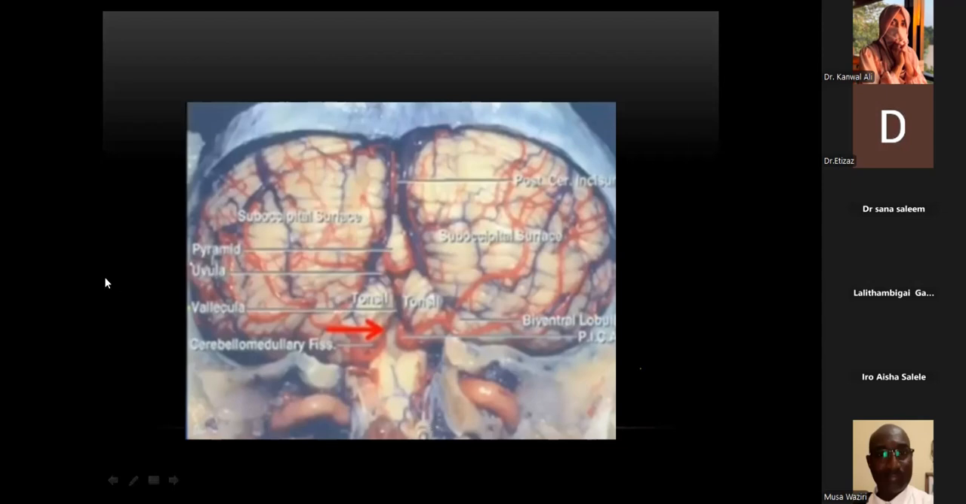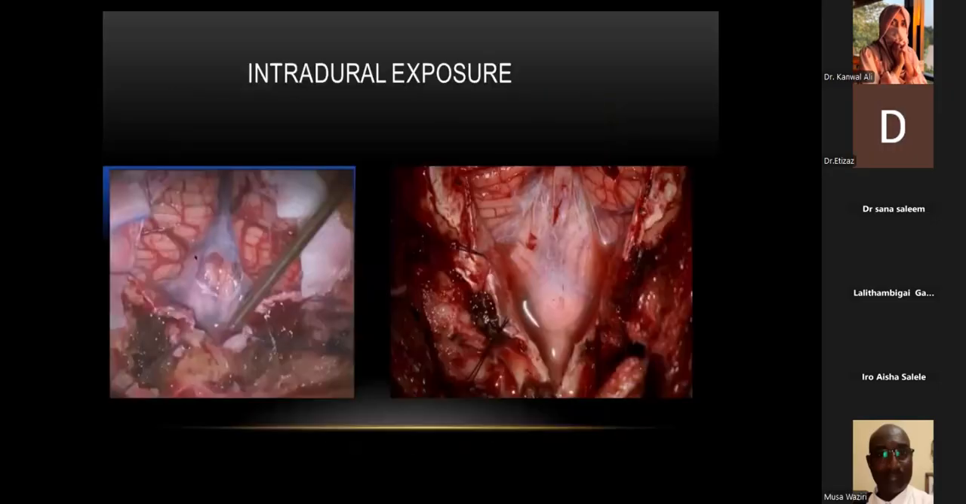Laterally, there will be the nerves. Otherwise, there will not be any structure at all. So after the durotomy, the dura has been done. We have opened the dura. Now there will be the visualization of, you can see, the arachnoid is there.